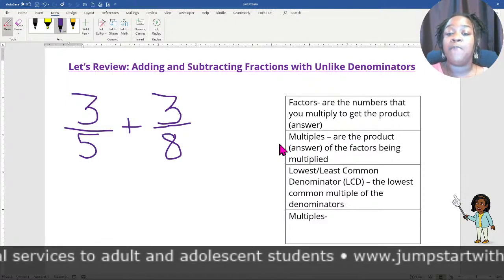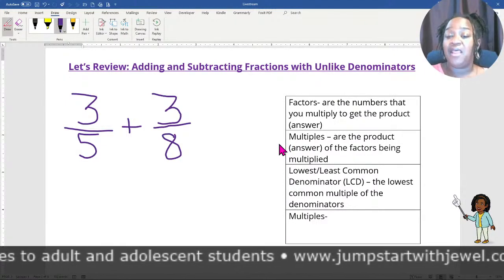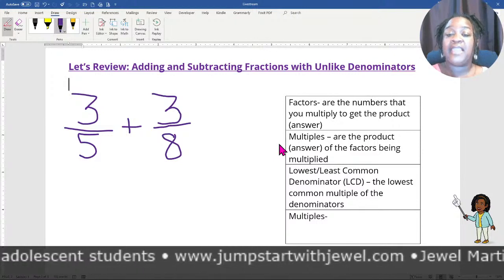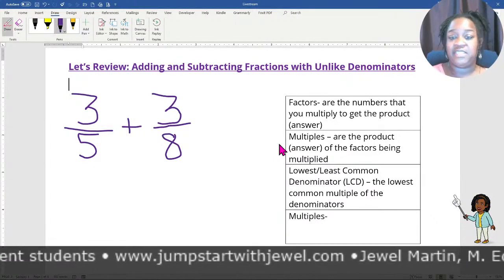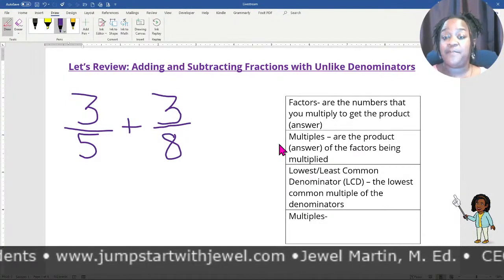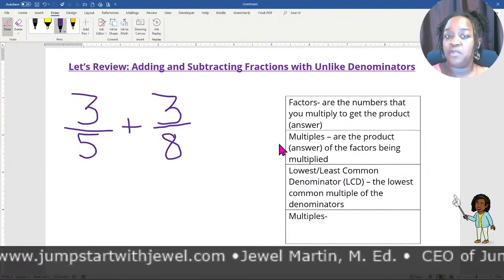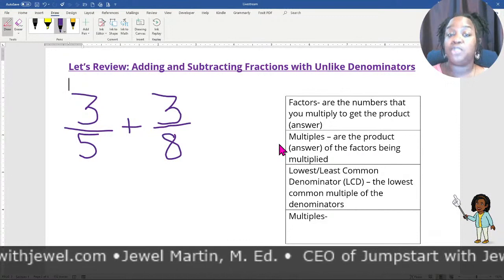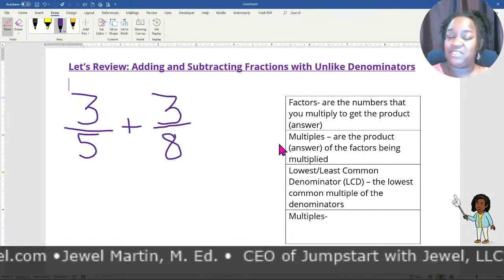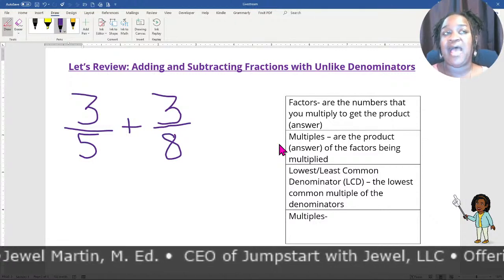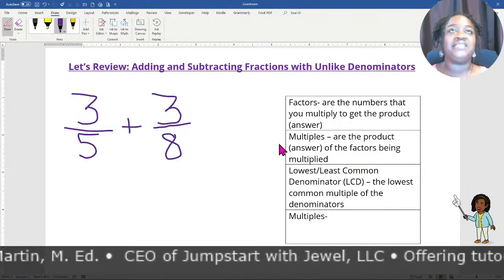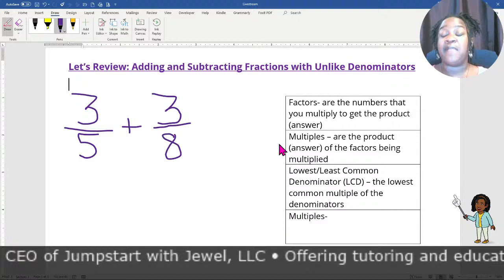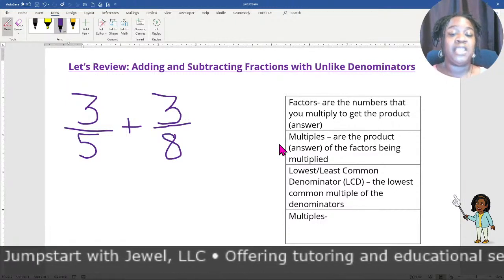When we're talking about multiples, multiples are the products, the answers of the factors being multiplied. Back in the day we would count by fives, count by tens. Now they call it skip counting. That's the same thing as multiples when you're counting 5, 10, 15, 20, 25, 30, and so forth. Before we knew how to multiply, we would skip count. But once you know how to multiply, the answers are the multiples. So for instance, 5 times 1 is 5. 5 times 2 is 10. 5 times 3 is 15. 5 times 4 is 20, and so forth.